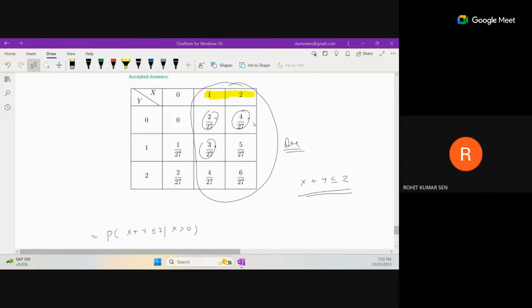So I will add this probability, this probability, and this probability. So till now, everything is clear, like what I'm doing? Yeah, clear. Yes, sir, it is clear.